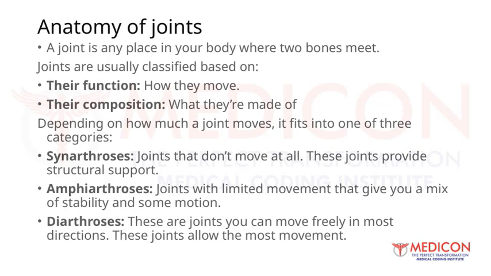Let's take a closer look at the anatomy of joints. A joint is essentially any place in your body where two bones meet. Joints are classified based on two main factors: their function, which is how they move, and their composition, or what they're made of. Now, depending on how much a joint moves, we categorize them into three main types.